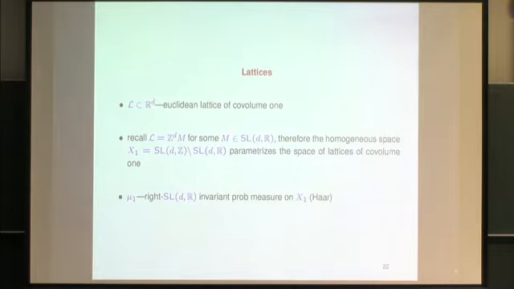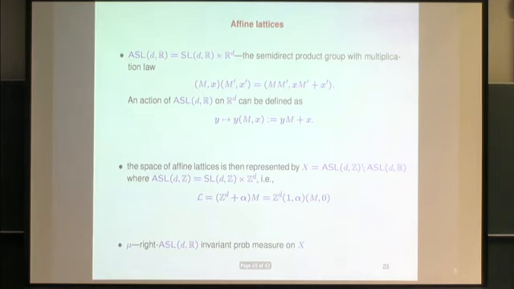So now we have a notion of a random lattice. Why do we need this? There's also a notion of a random affine lattice if you also allow for translations. But ignore that, if you've never seen this before.